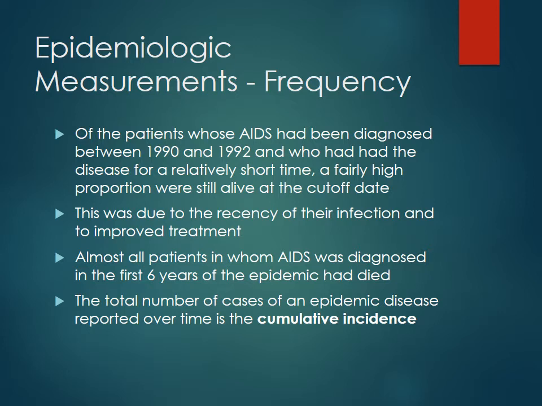And if you look at the patients who were diagnosed in the first 6 years of the epidemic, it was almost all fatal, right? Because we really didn't have a good treatment at that time. Total number of cases in an epidemic disease reported over time is going to be the cumulative incidence. So if you added up all of those bars together to get the cumulative number, and I believe at the end there was like 253,000, that was basically your cumulative incidence of AIDS being diagnosed during that time frame.